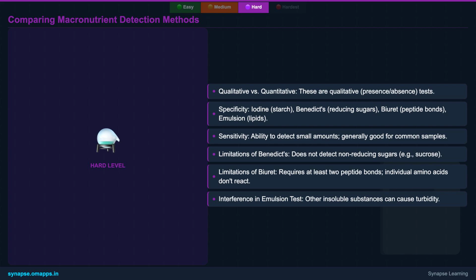While these qualitative tests are good for presence-absence, they have limitations. For example, Benedict's test won't detect non-reducing sugars like sucrose directly. The Biuret test needs at least 2 peptide bonds, so very small protein fragments might not react. Understanding these aspects helps us interpret results more accurately and consider when more advanced, quantitative methods might be necessary.